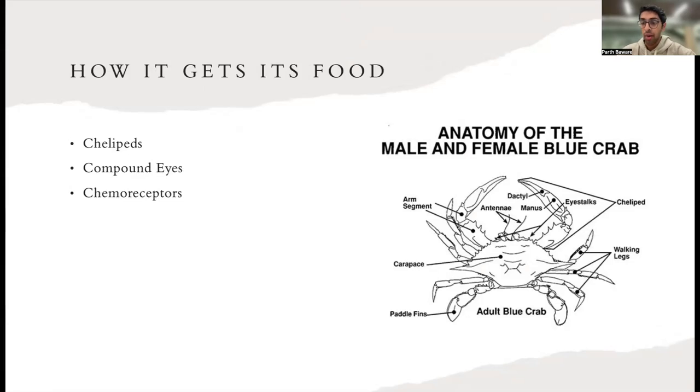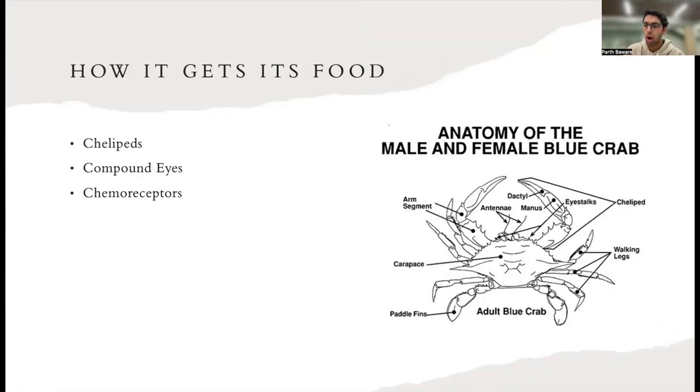So now let's talk about how it gets its food. There's a couple of key adaptations that help the blue crab secure its prey. The first are chelipeds, and those are the large claw-like structures at the front of the crab. They help it catch prey and break it down and really make it easier to eat.